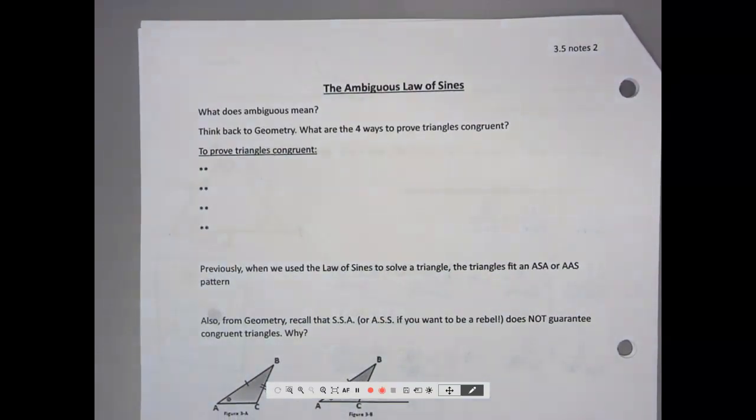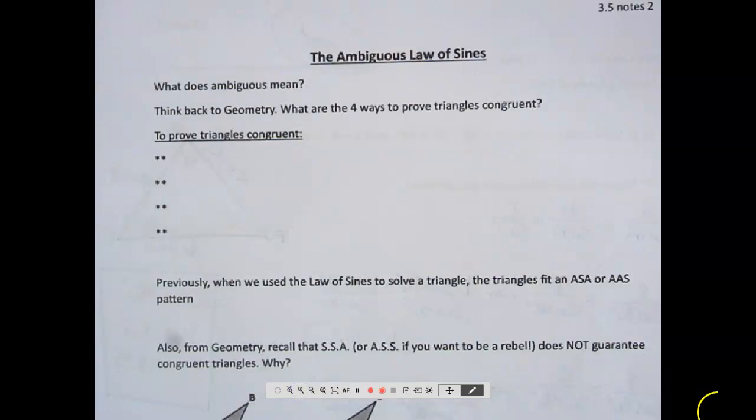signs. What does ambiguous mean? Who are my readers, my vocab people? Unclear. Okay, nice. Can be interpreted in different ways. So we're going to be looking at the law of signs that can maybe be interpreted in different ways today.